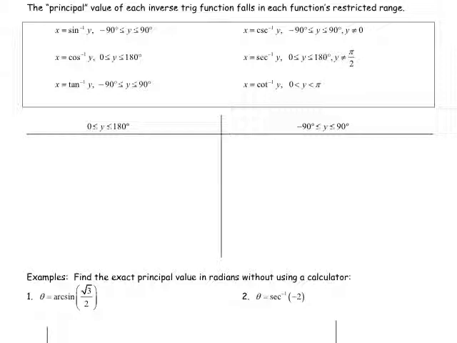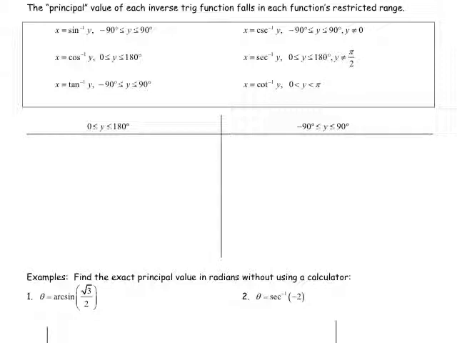And for those same reasons, we're also going to have these restrictions for the other trig functions. So here's all the restrictions listed out for you. Tan inverse is restricted from negative 90 to 90. Cosecant inverse is going to be restricted from negative 90 to 90. Secant inverse from 0 to 180. And cotangent from 0 to pi.